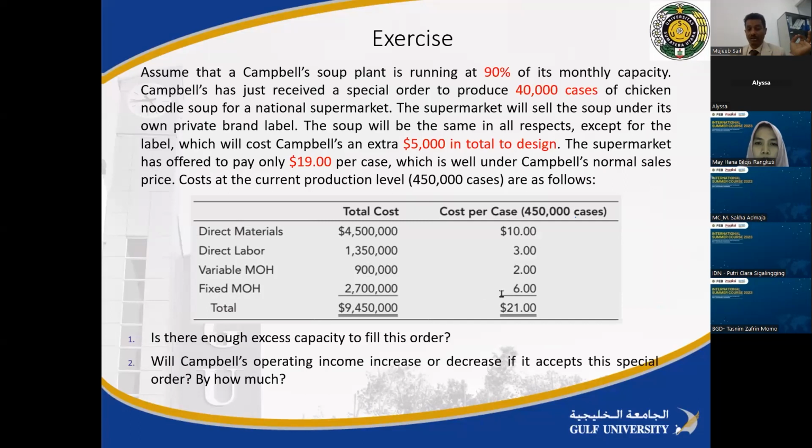Here, fixed cost 650 for each unit. We will not pay because, as I have said, we have capacity and we will not rent a new building. We will not have a new machine. We will not pay insurance and so on. So we have capacity. We will just pay here 5,000 for designing the label.